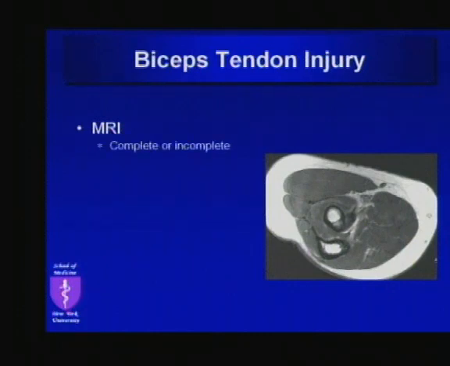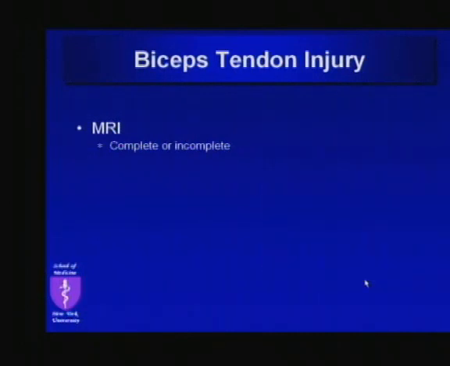What does it look like on MRI? Well, first of all, we want to let our surgeons know do we have a complete or a partial injury to the distal biceps tendon. As I said before, with advanced imaging, we're seeing more and more of these partial tears. So if you look at this distal biceps tendon here, you can see that it looks diseased. It's thickened and it has increased intrasubstance signal.